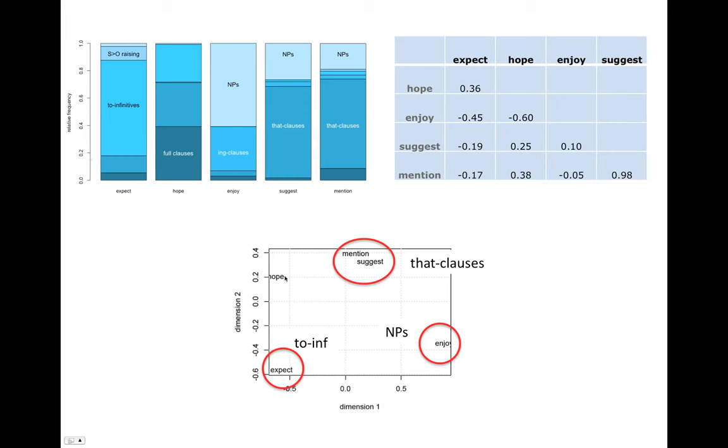Expect has a very strong preference for to infinitives. And so it makes sense for hope to be here in between expect and the mention-suggest cluster, because hope shares the preferences of mention and suggest and expect to equal degrees. So hope occurs to similar degrees with to infinitives and with that clauses, so it makes sense for it to be there in the middle. And hope has almost no NPs, so it makes sense for it to be far away from enjoy.